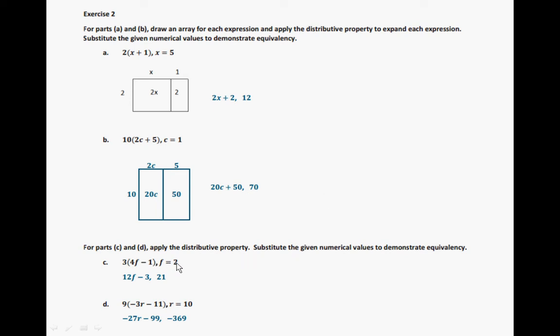For parts C and D, just apply the distributive property. So 3 times 4f is 12f. 3 times negative 1 is negative 3. And if f is 2, then that means our answer, or our simplified expression, is 21. And for the last part, 9 times the quantity of negative 3r minus 11 is negative 27r minus 99, which is negative 369.